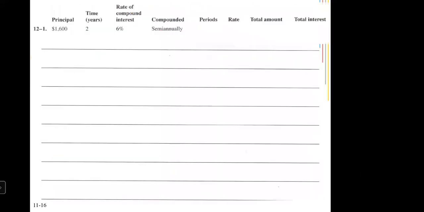Okay, so let's look at this question here. You have a principal of $1,600. The time is 2 years. Your rate of compound is 6%, and you're compounding semi-annually. So let me ask Mr. Butler, if we are compounding 2 times a year, because semi-annually means twice a year, and it's for 2 years, how many periods will that be?